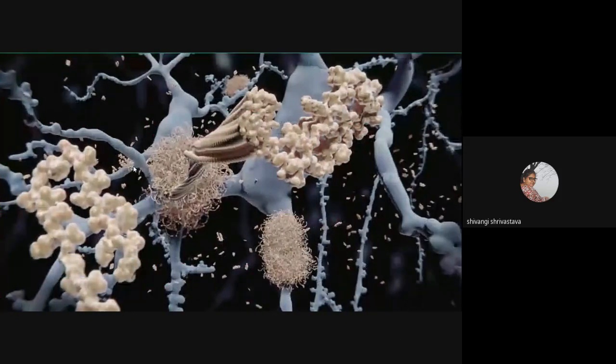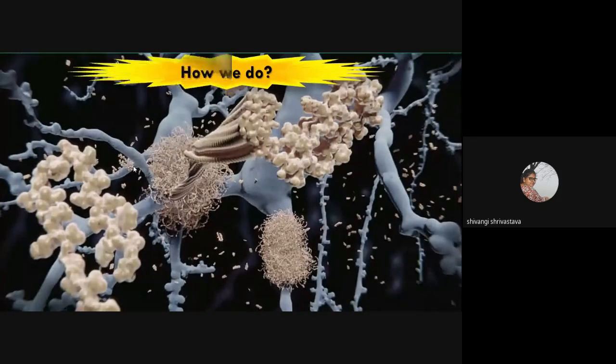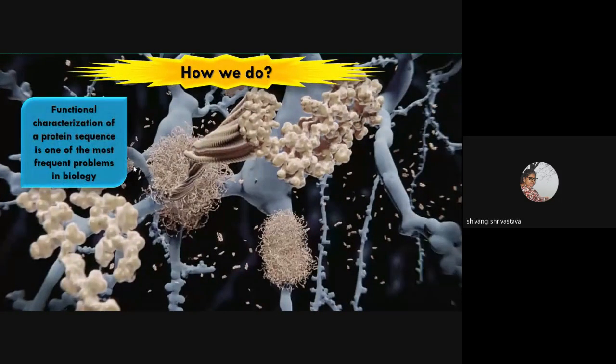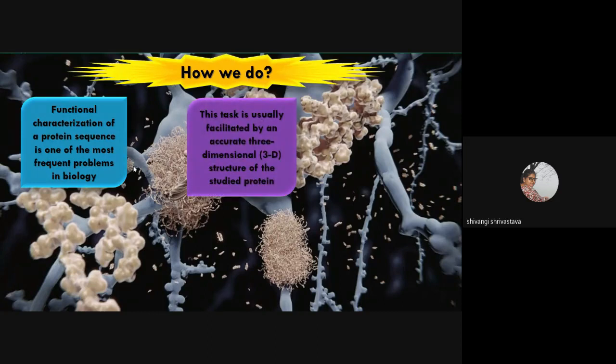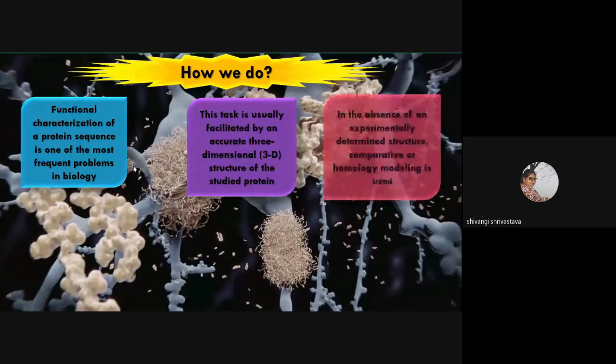So how do we do this design? The functional characterization of a protein sequence is one of the most frequent problems in biology, and from this there are some points from which we can conclude how we design a protein. This task is usually facilitated by an accurate three-dimensional structure of a studied protein.